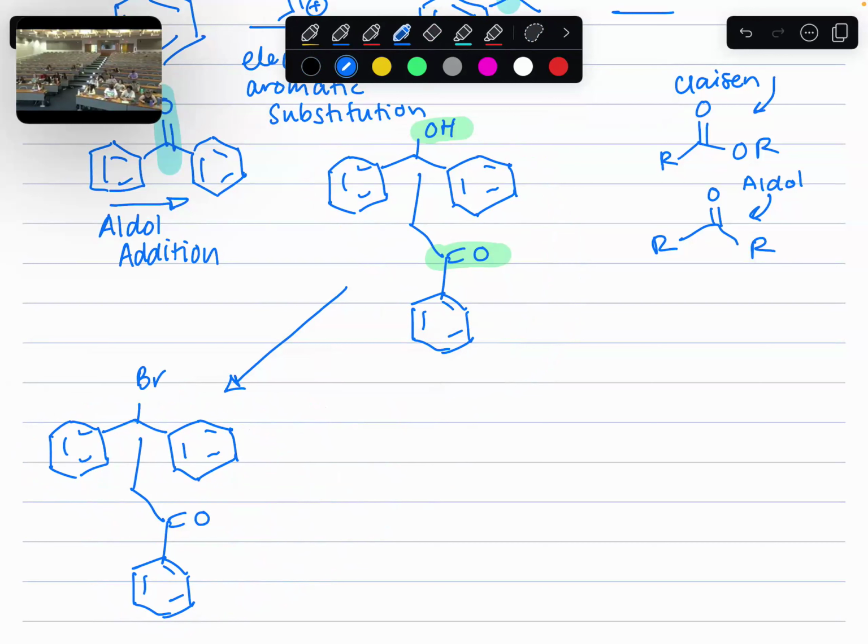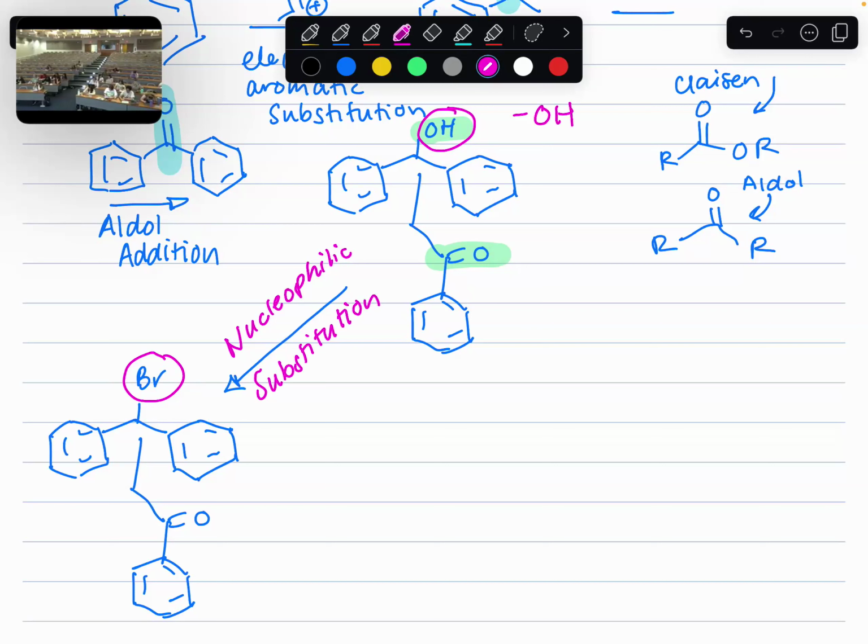So with this, we have one nucleophile replacing another nucleophile. So, nucleophilic substitution. Because we substituted OH minus, which is a nucleophile, for Br minus, which we got from HBr.